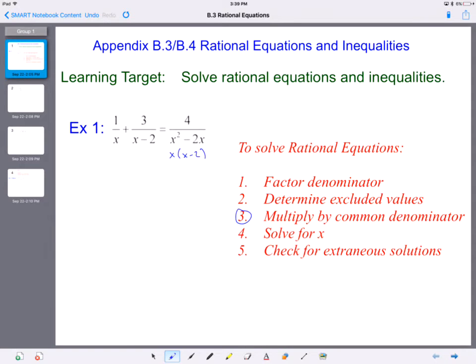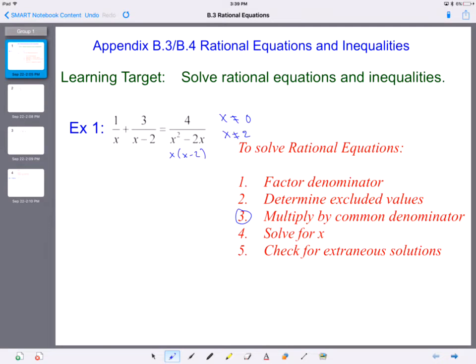Now step 2 can actually happen at any point after step 1, which is determine what those excluded values are. So the excluded values are your restrictions to your domain. So x cannot equal 0 and x cannot equal 2. So we'll get back to that. That once again just goes back to our rational functions that we had talked about in our restrictions. We're going to be looking at that for a little different reason, but at some point after you factor your denominator, you need to determine your excluded values.